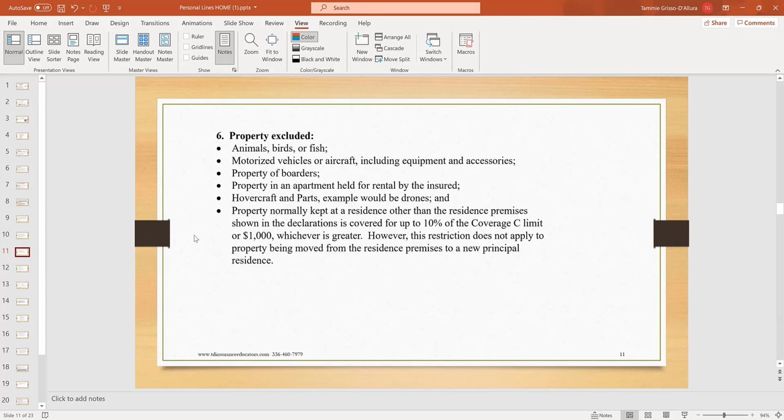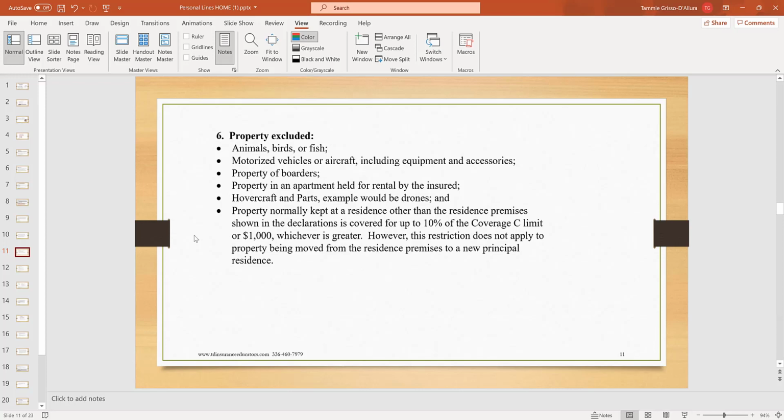Property normally kept at a residence premises, other than the residence premises shown in the declarations, is covered for up to 10% of coverage C limit, or $1,000, whichever is greater. Now, what does that mean? Let's say that you have a home and it's insured, and then you buy another lake home, and you're thinking, well, my contents coverage will go anywhere in the world, so I'm going to move some of my contents over here and not put any insurance on my lake home because I don't care if anything happens to that dwelling. We're going to tear that down anyway.